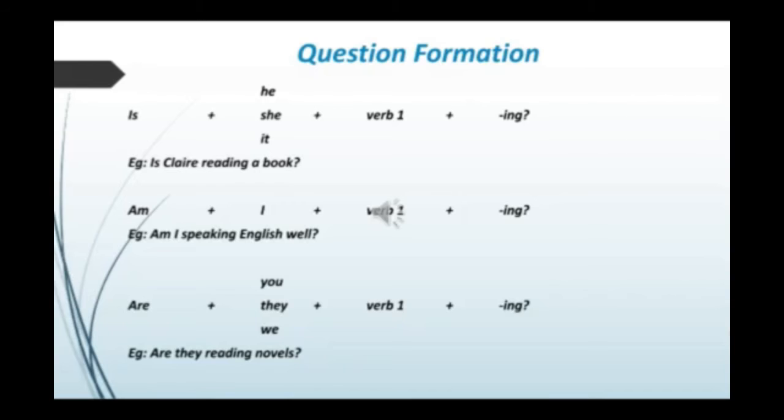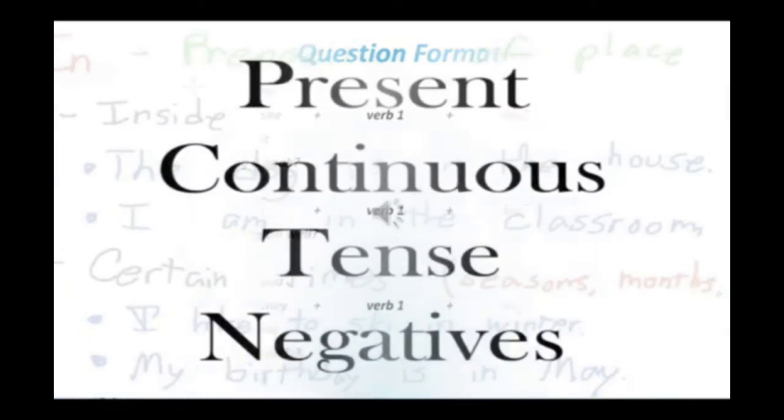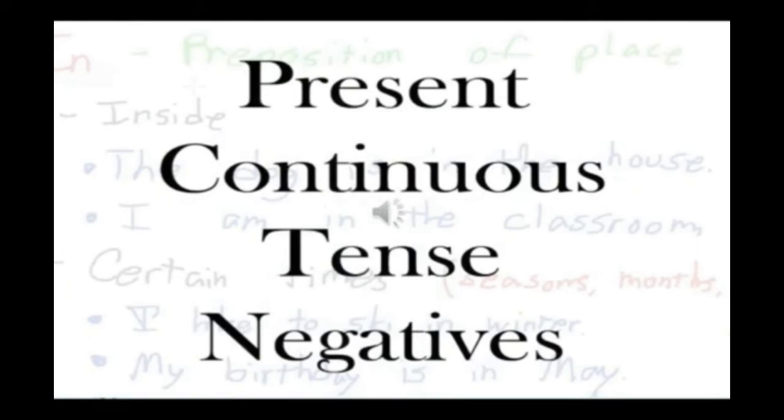If I am using I as the subject, then first I have to write am, then I, then first form of the verb, then ing. Am I speaking English well? If the subject is plural, for example you, they or we, first we have to place are, then the subject, then the first form of the verb, then ing. Are they reading novels? I hope you have no doubts regarding question formation and sentence formation in present continuous tense.